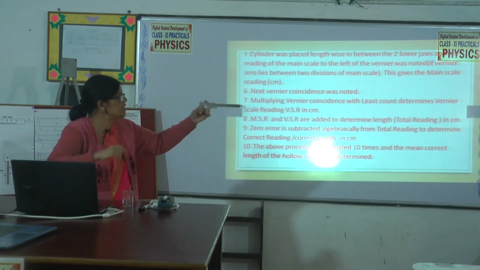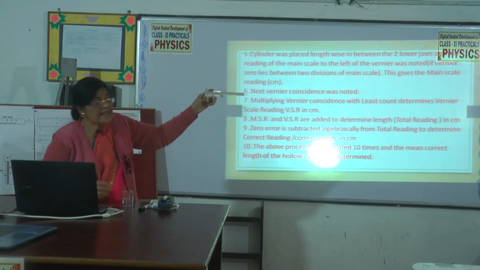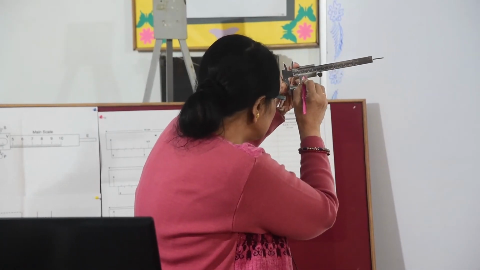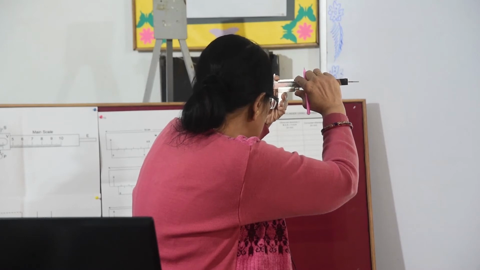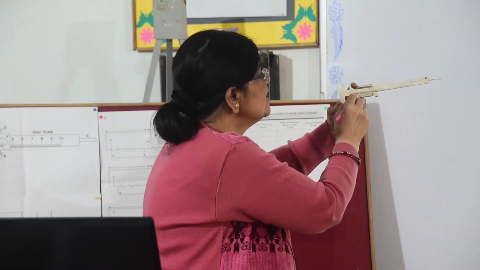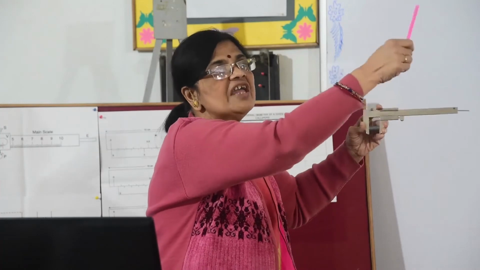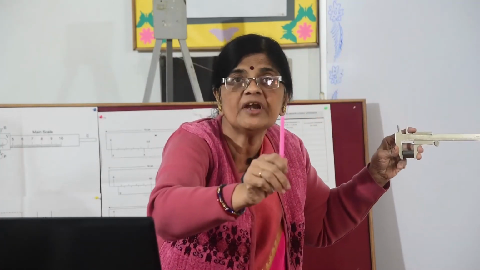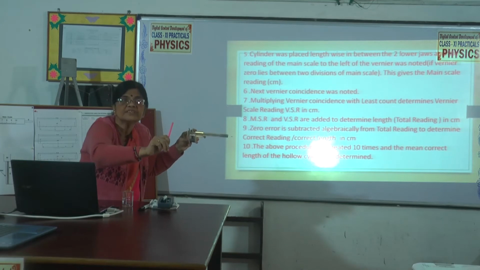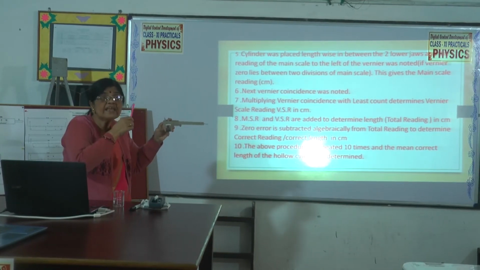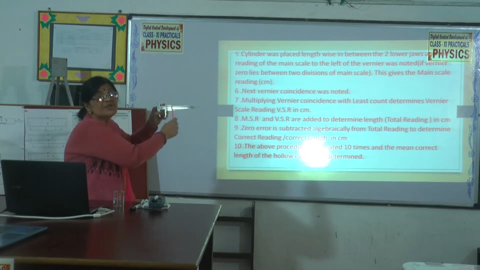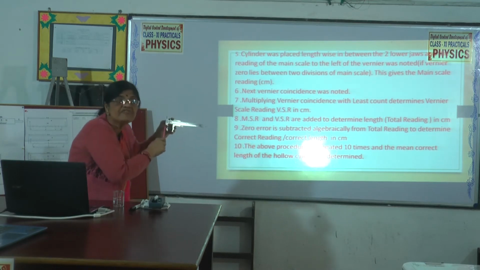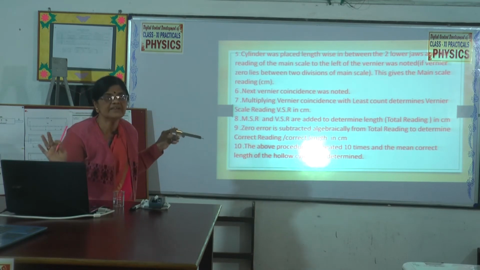The cylinder was placed between the two lower jaws, and in my case the zero of the vernier lies between 2.5 and 2.6. It is not coinciding with 2.5, nor with 2.6. The main scale reading is the reading of the main scale lying to the left of the zero of the vernier. So, what is to the left of the zero? 2.5. So 2.5 will be my main scale reading.